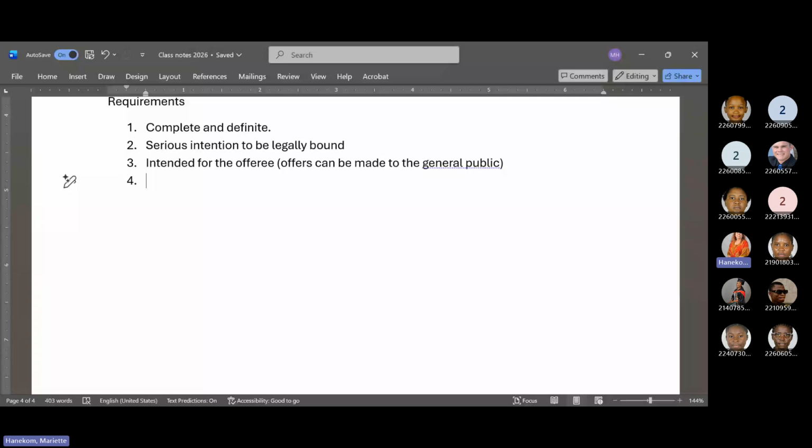And of course, the offeree must know about it. This is actually just common sense. The offeree must be aware of the offer. You cannot accept an offer if you did not know about this offer.